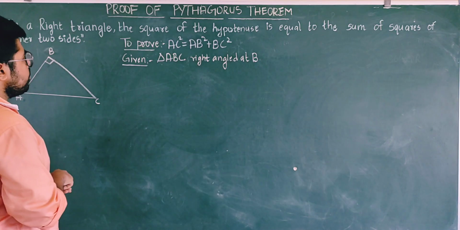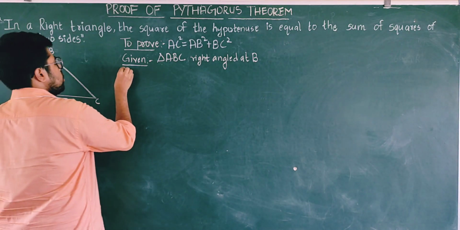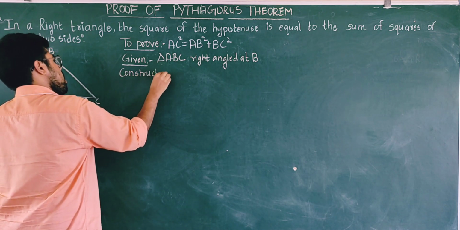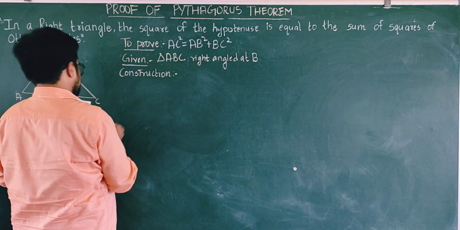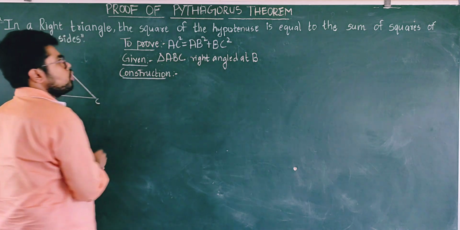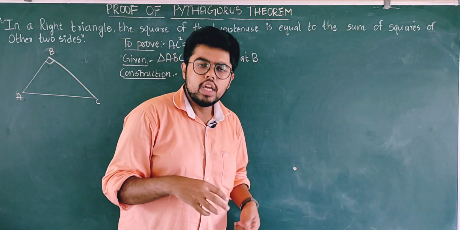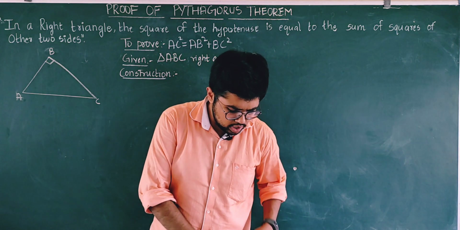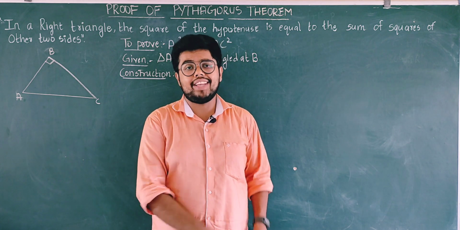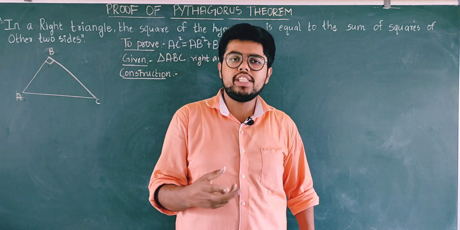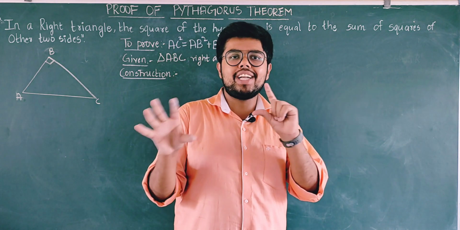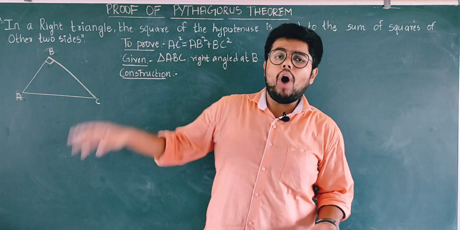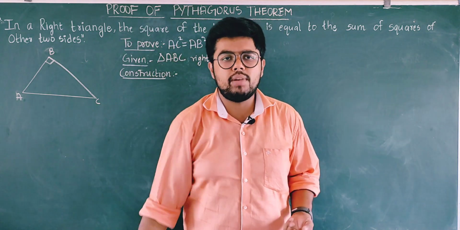Next let me go to the construction. I need to construct something, and I will tell you why now. We are proving this Pythagoras theorem using the concept of similar triangles. If I want to use similar triangles, I need to have at least 2 triangles. It is a must. Similar triangles means comparing 2 triangles, and now I just have 1 triangle.